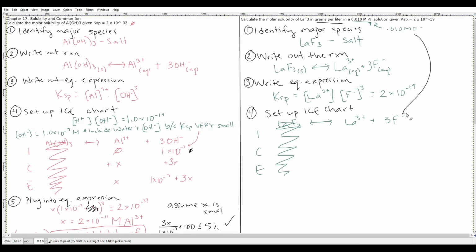Whoop. I did not mean to end up there. There, okay. That's supposed to be an arrow. So, okay, sure, I don't have any lanthanum at first, but I do have 0.010 fluoride at the very beginning. Now we proceed as usual. So, adding X of that, adding 3X of that, 0.010 plus 3X. And we'll move on to our final step.